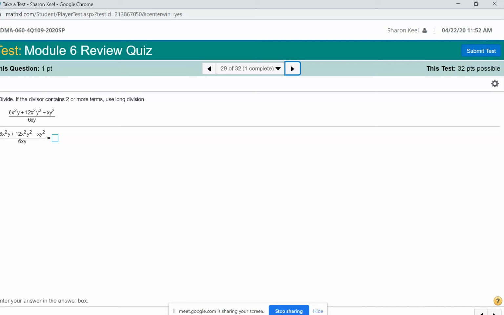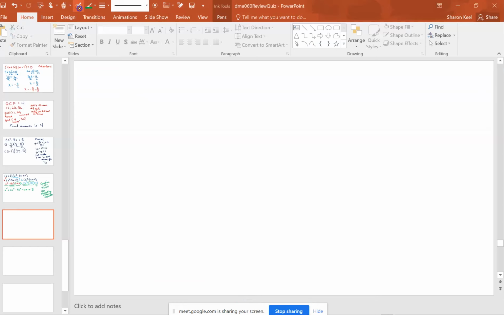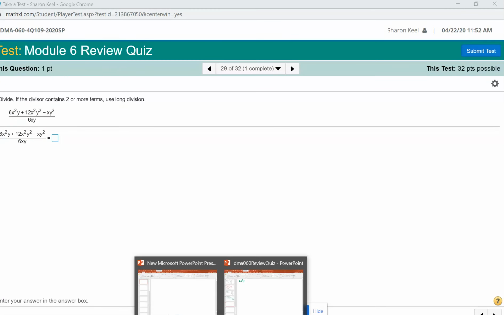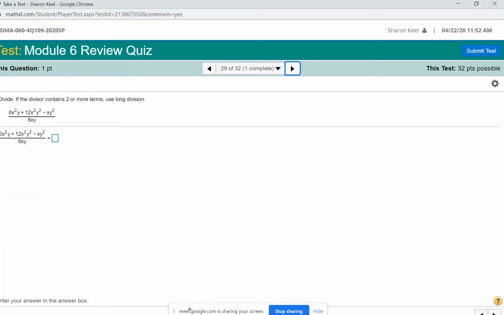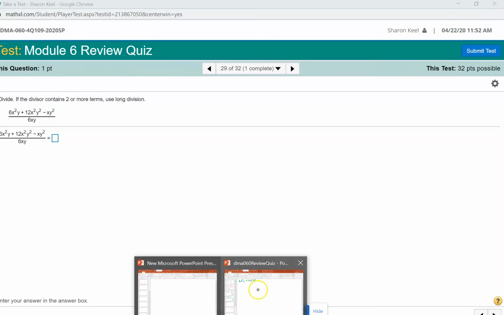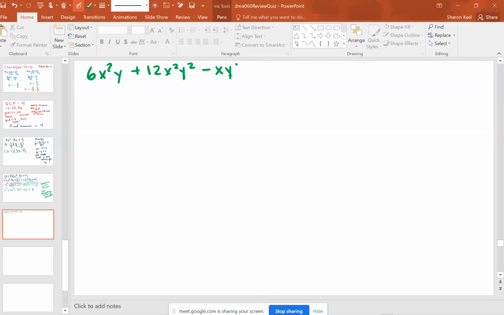So we have 6x squared y, plus 12x squared y squared, minus xy squared. Everything is over 6xy. So when I address this problem, the way I like to do it is to write everything out longhand so you can see it and then mark on each problem.